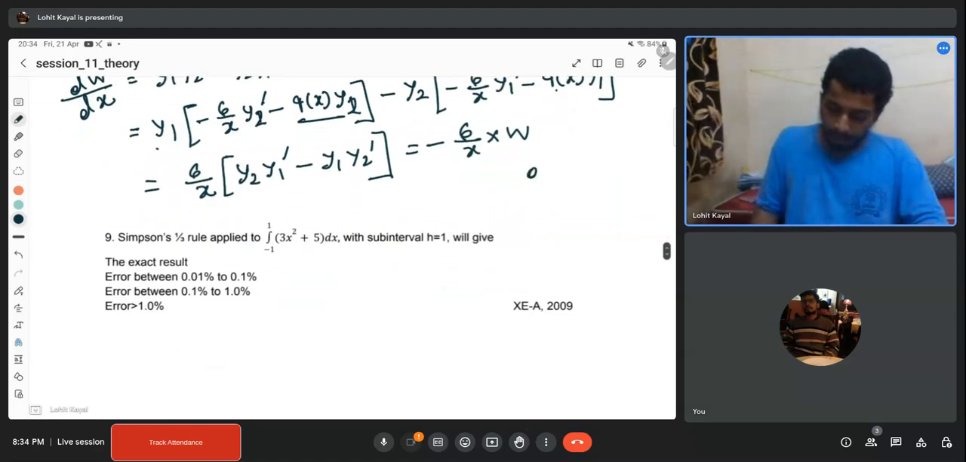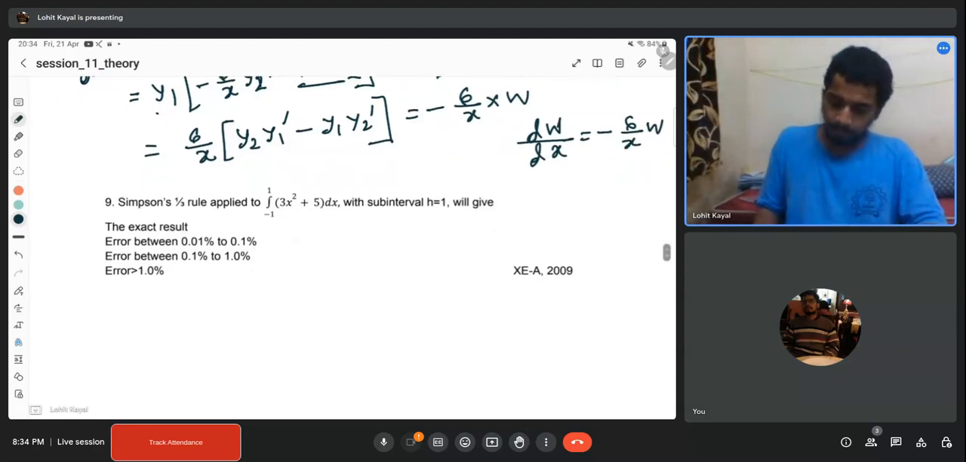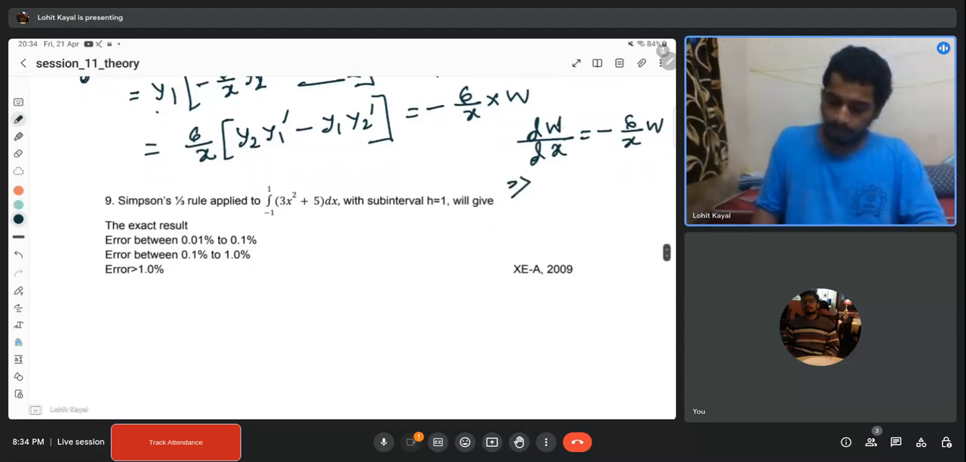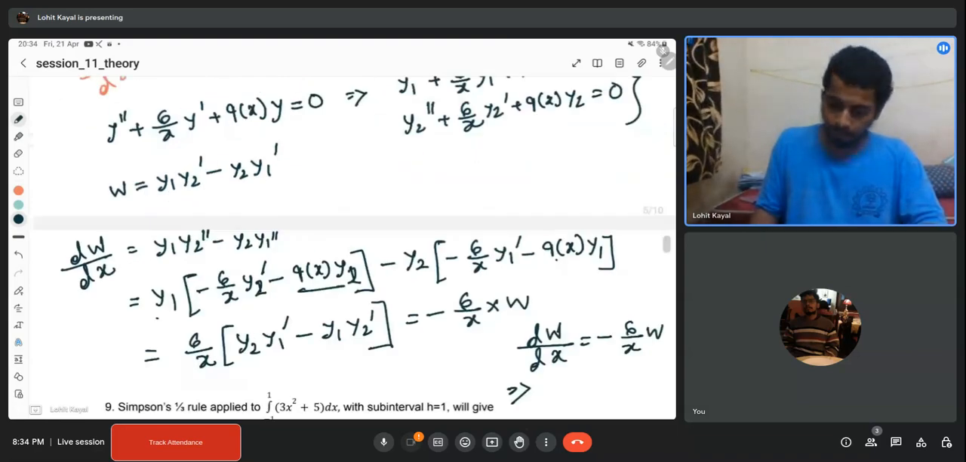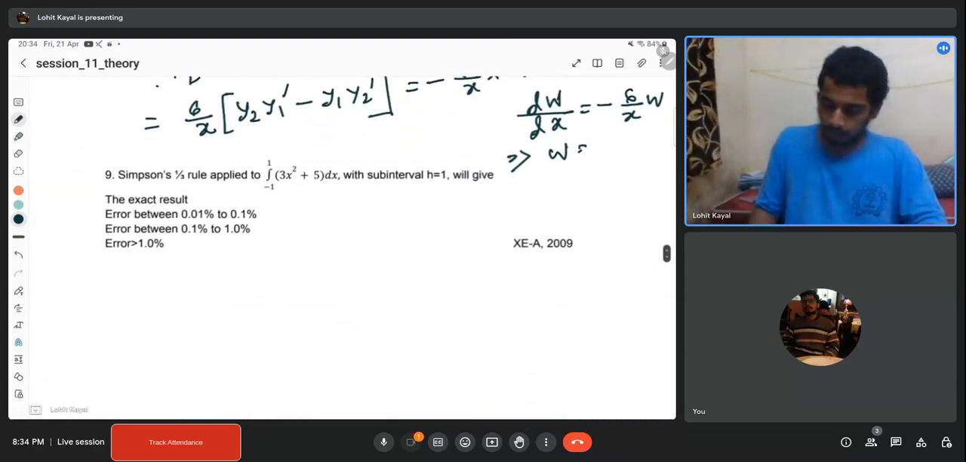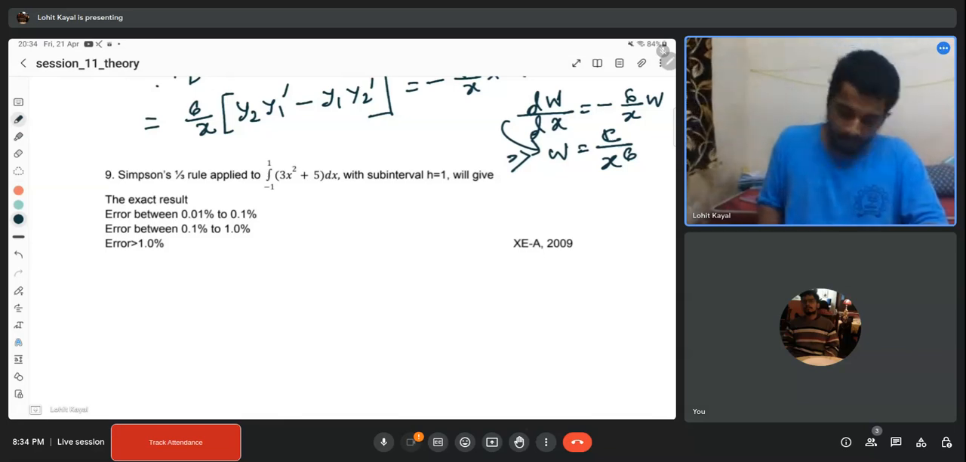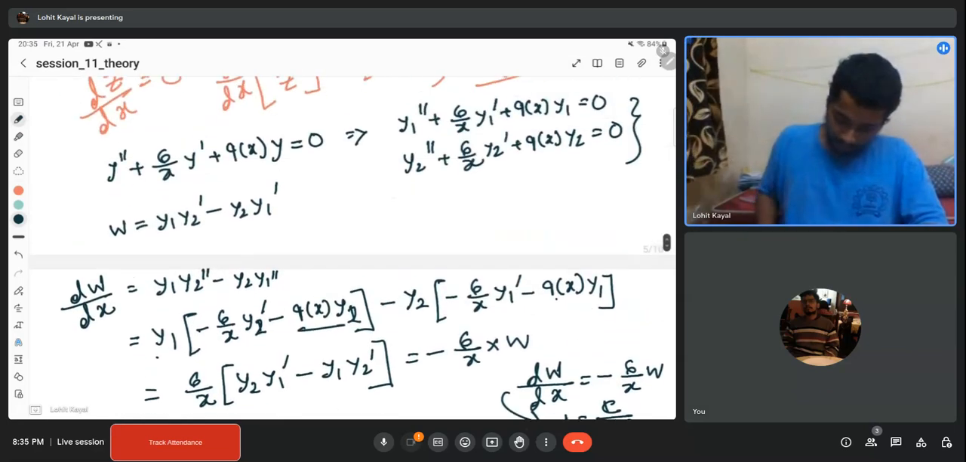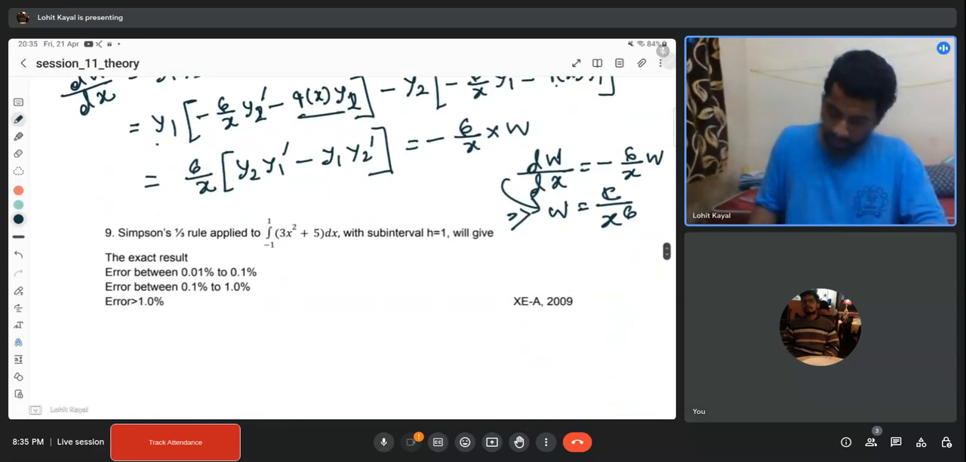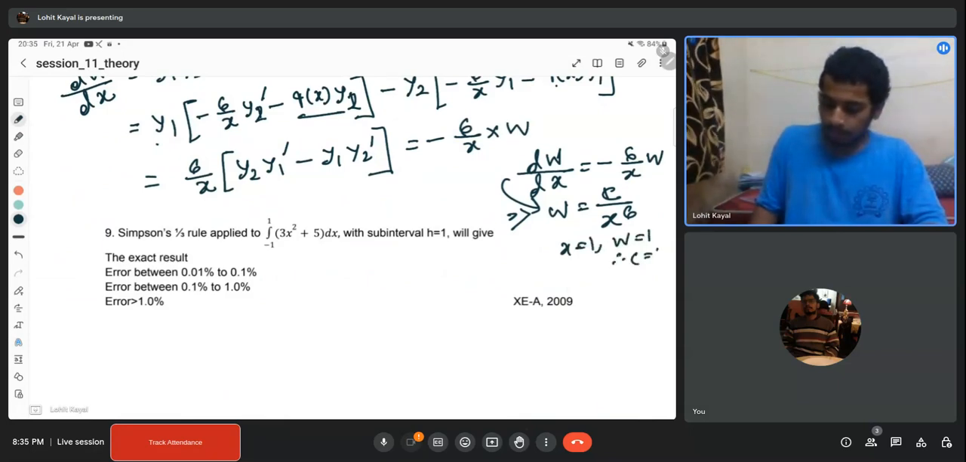So I get dw/dx equal to minus 6 by x times w. That means if you take the logarithm and do those steps, you will get w equal to c by x to the power 6, where c is a constant, after integration. I'm not showing the step because this is very easy. Now at x equal to 1, w equal to 1, so c equal to 1.